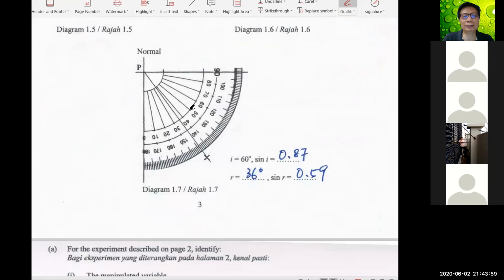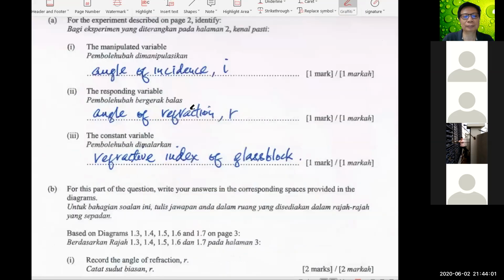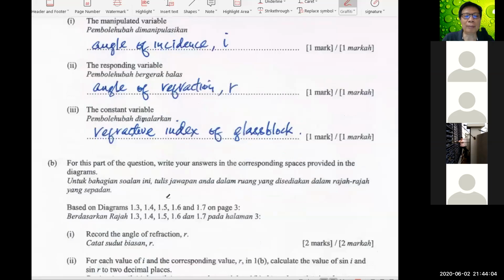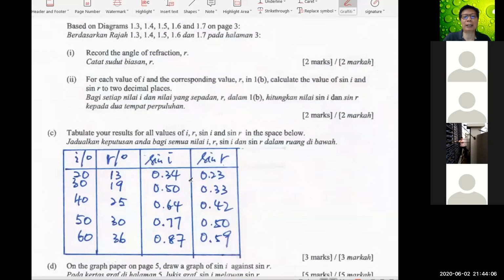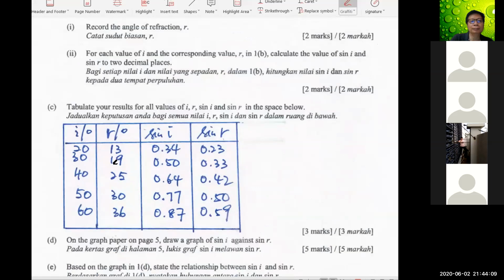And the next. Record everything they have done, and then put it in the table like this, okay? Tabulate the data. So when you tabulate data, you must have four columns. We follow the question. You must have I, R, sin i, sin r. Four columns, so follow 1, 2, 3, 4. So put here. Okay? And this one has unit degree. This one sin i, sin r, no unit. So no need to write unit.